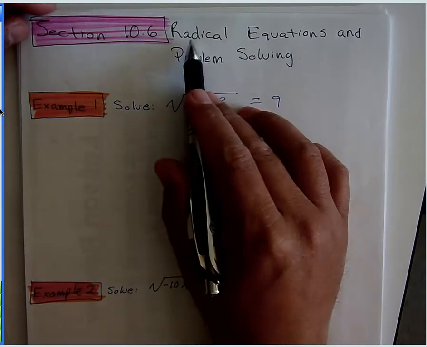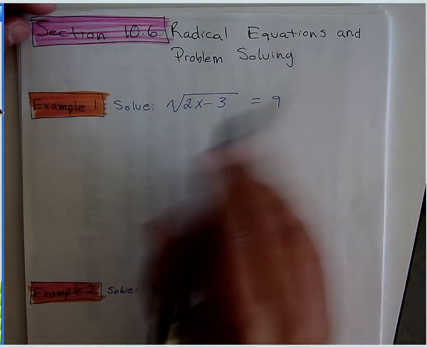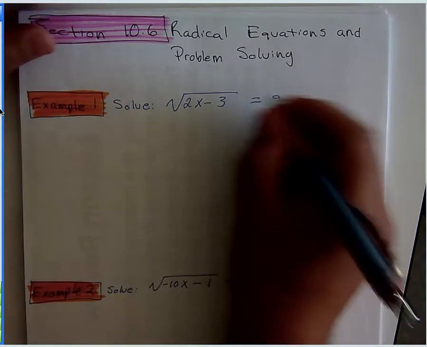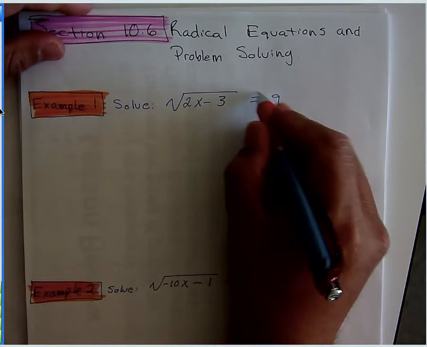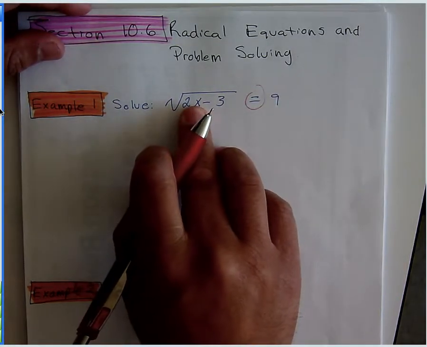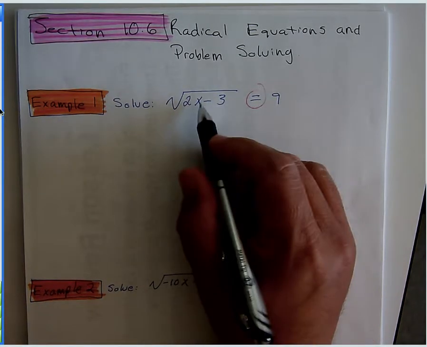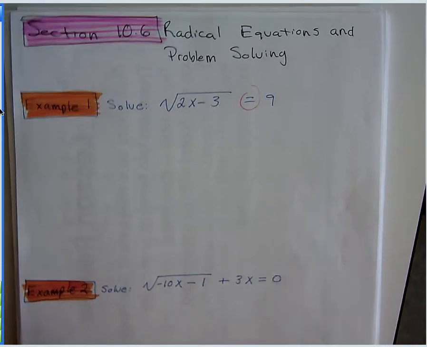10.6 radical equations and problem solving. So now we're going to use radicals and equations. So we're adding this part, right? Now it's going to be an equation, and we're going to have to solve for x. So there's ways to solve this one.